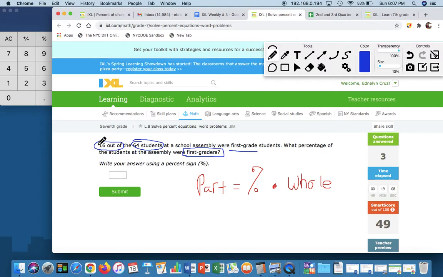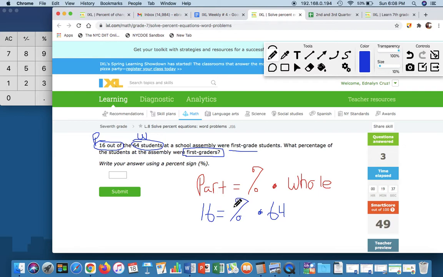So it's saying the percent of first grade students. Now at the beginning, it's saying 16 out of, so I know that my part, and I'll label that with a P, is 16. And with this problem, it gives me my whole, which is 64. So I'm going to plug it in. 16 is where the part goes. Then this would be my percent. I'm going to use the percent sign as the variable times whole, which is 64.